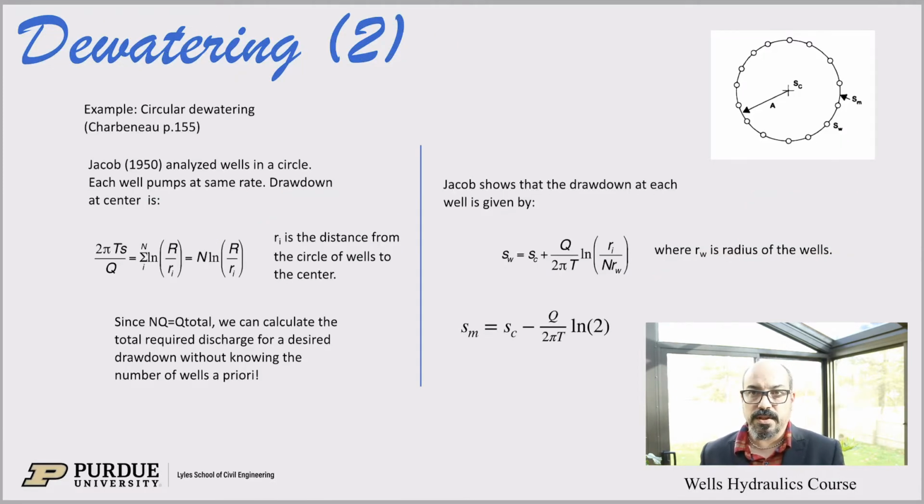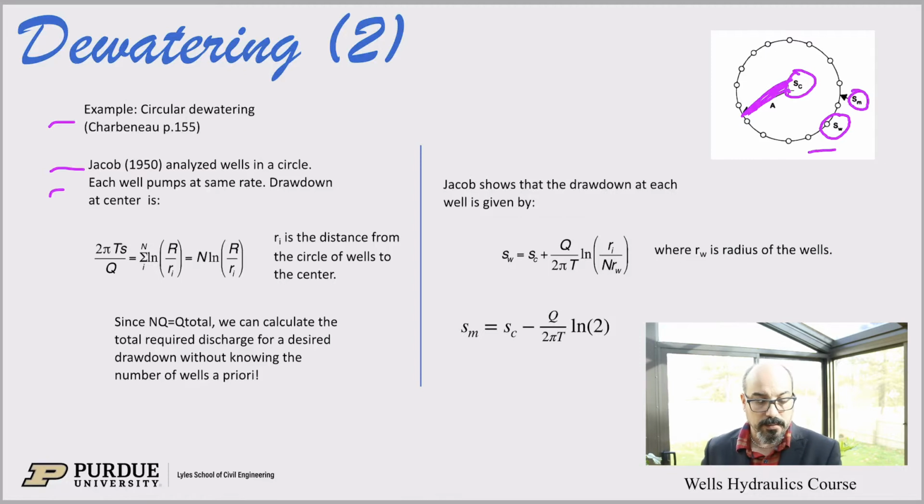So this example is for a circle of wells. On the top right here, you can see the illustration of the circle of wells and the nomenclature. So SC is the drawdown in the center of the circle. A is the radius. SW is the drawdown in a well. And then SM is the drawdown midway between two of the wells. This example is taken from Charbonneau and was worked out by Jacob, 1950.